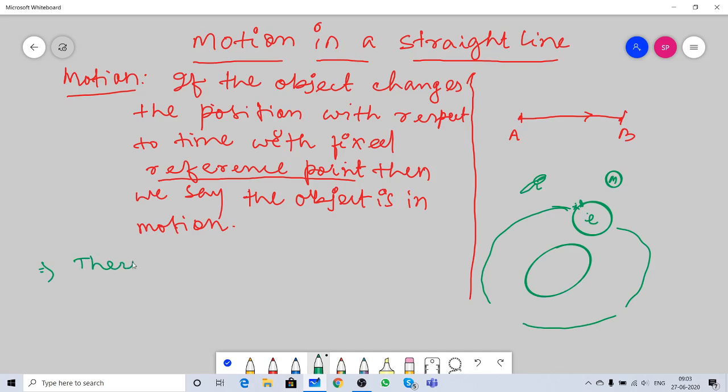There is no absolute rest or motion. Motion is relative.